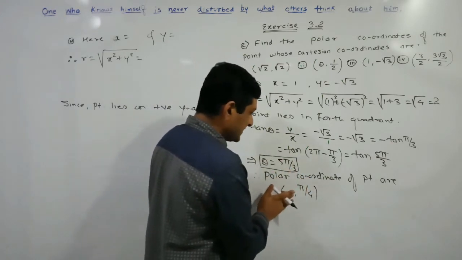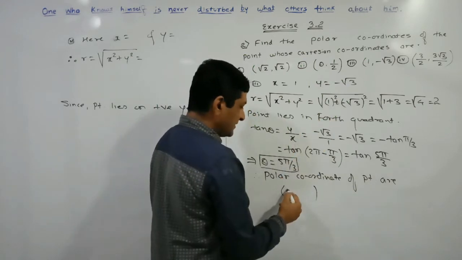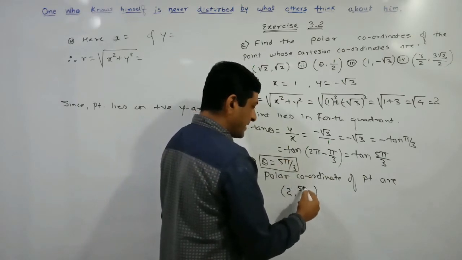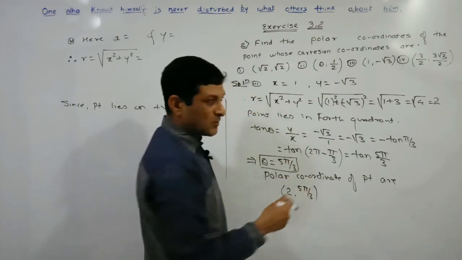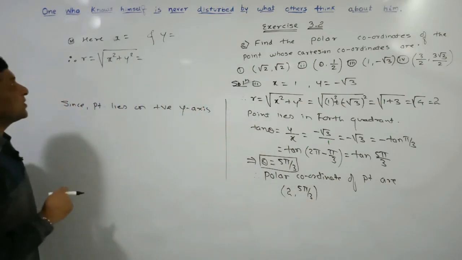That's why we can say that the polar coordinate of this point: what is the value of r? 2. And what is the value of theta here? 5 pi by 3. In this way we have got the polar coordinate of this point. Now let us try to solve the last example.